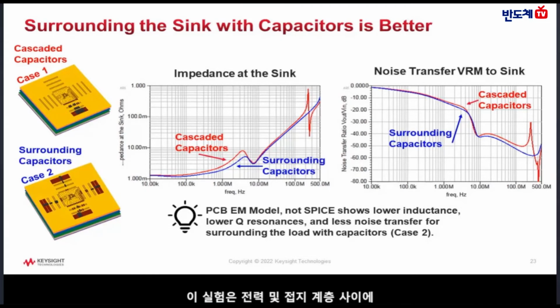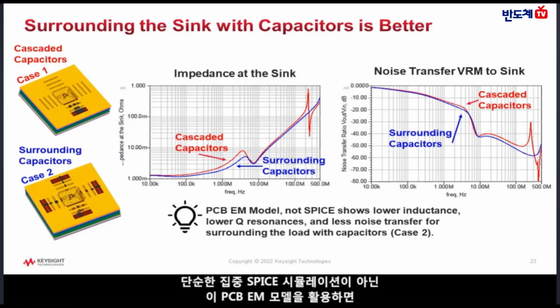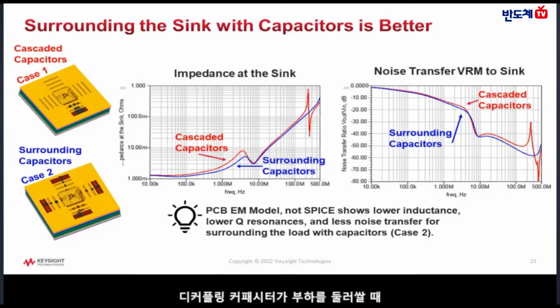This experiment was done with both cases using a 20 mil separation between the power and ground layers. It is this PCB-EM model, not a simple lumped SPICE simulation, that shows the lower inductance, lower Q resonances, and less noise transfer when surrounding the load with the decoupling capacitors.